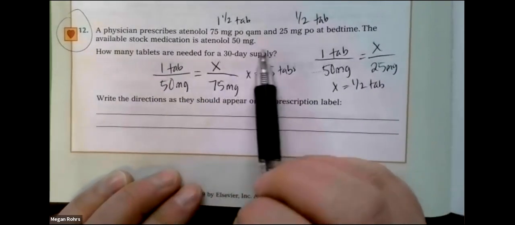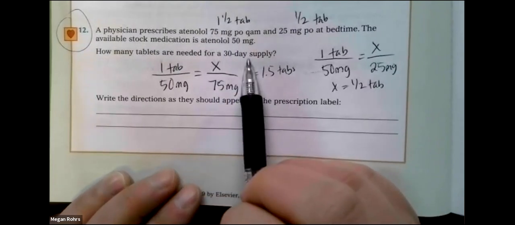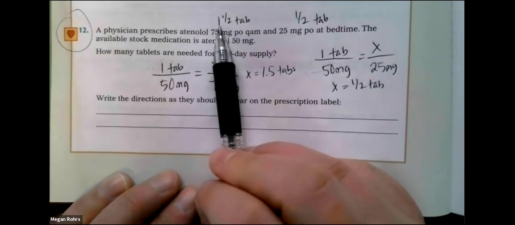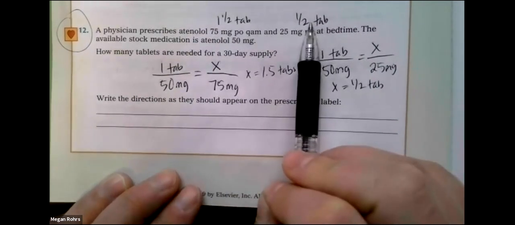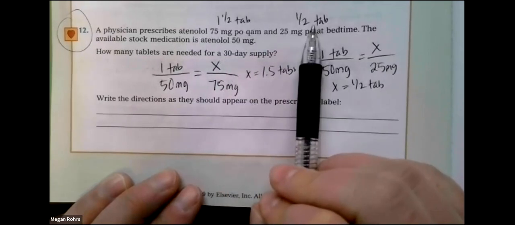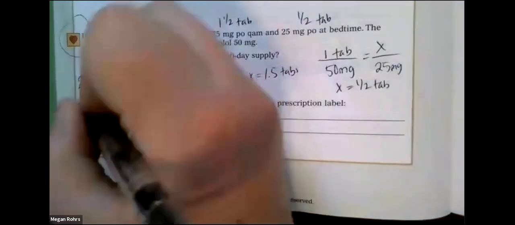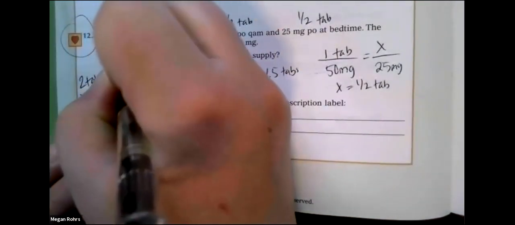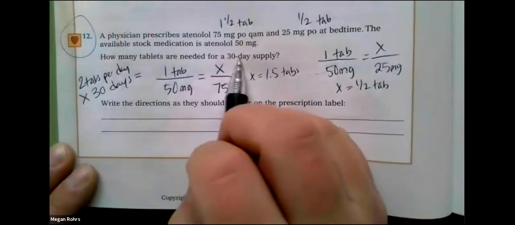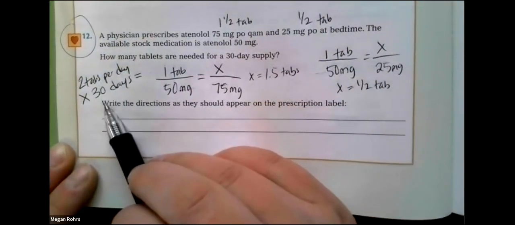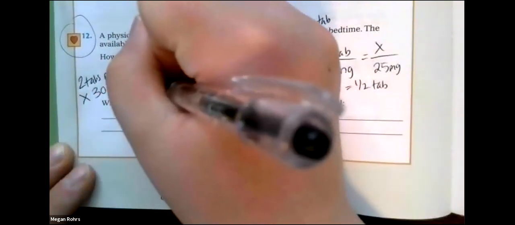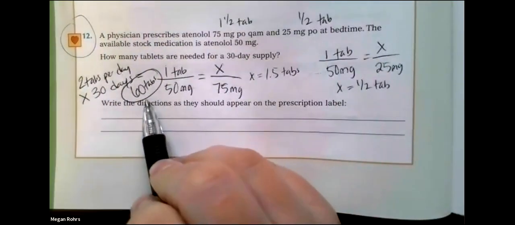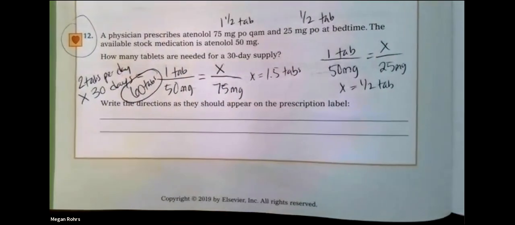How many tablets are they taking for 30 days? So first, let's figure out how many tablets they take in just one day. Well, if they take 1 1/2 in the morning, 1/2 at bedtime, 1 1/2 plus 1/2 gives us 2 per day. So 2 tabs per day times 30 days, because they are taking it for 30 days. 2 tablets a day times 30 days gives us 60 tablets total. We'll need to dispense a total of 60 tablets.